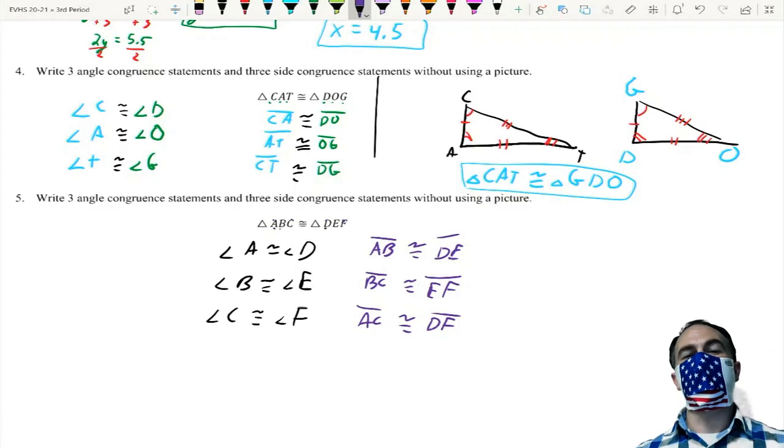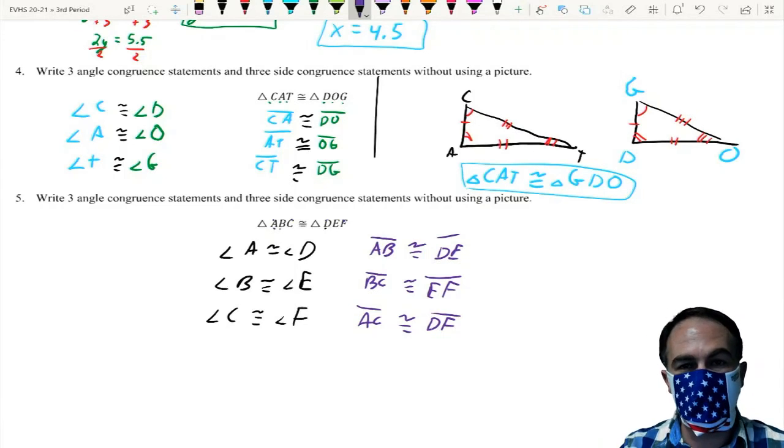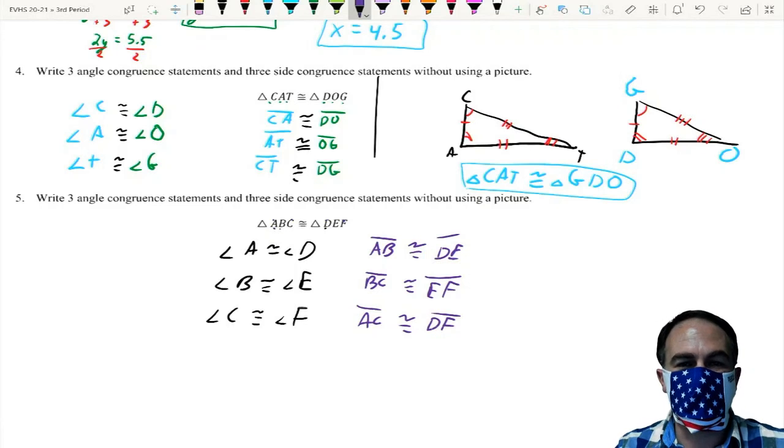Okay, so that's all we got for you today. Overall, that's a pretty straightforward lesson. Things will get a little bit more interesting next class period. We're going to start doing some triangle congruency shortcuts, and we'll talk about why that's all necessary and everything.